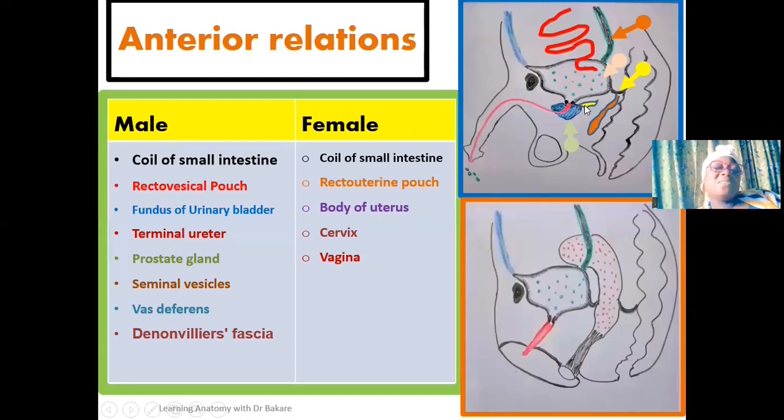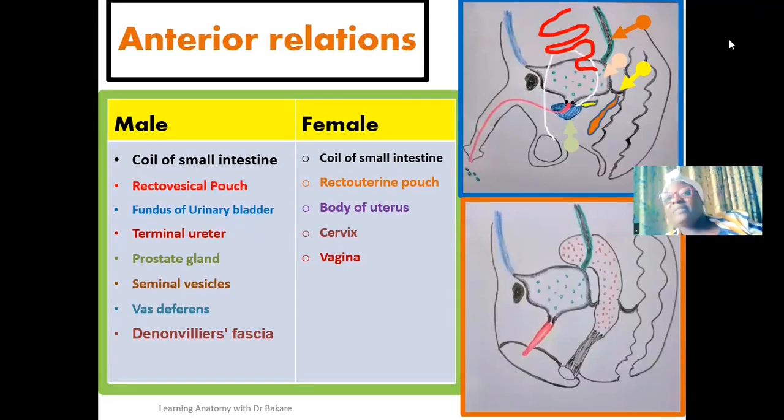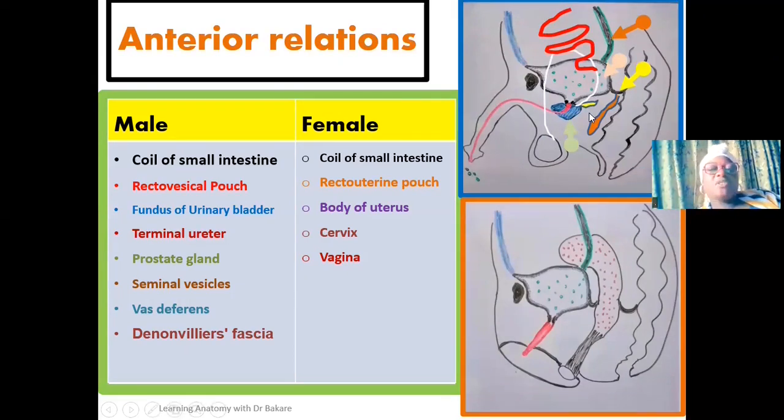Seminal vesicle is one of the accessory glands of the male reproductive system, and it's also seen to be located anterior to the rectum. Then we have the vas deferens. This is the vas deferens highlighted in white. The vas deferens carries sperm that is produced in the testes. It forms the anterior relation of the rectum.